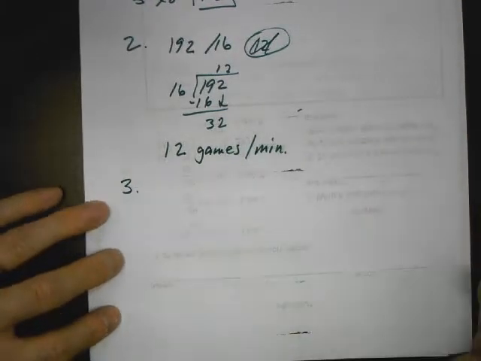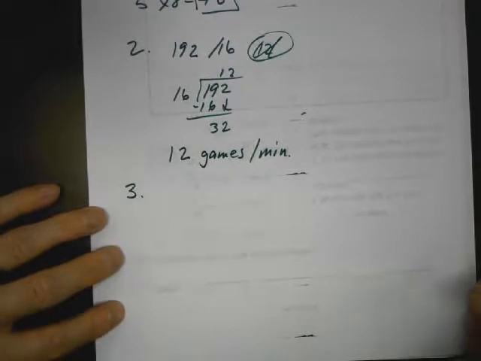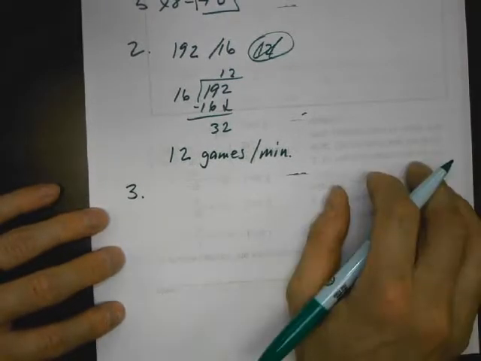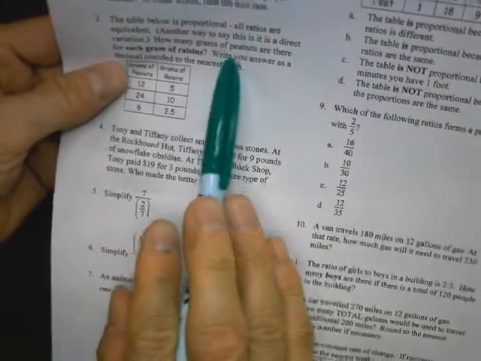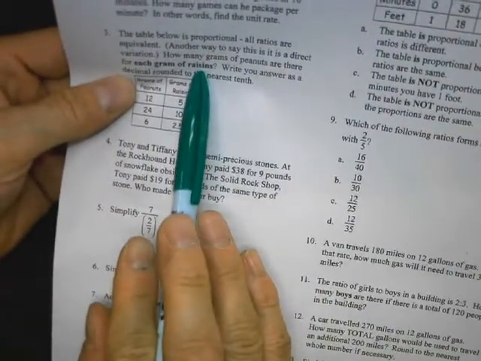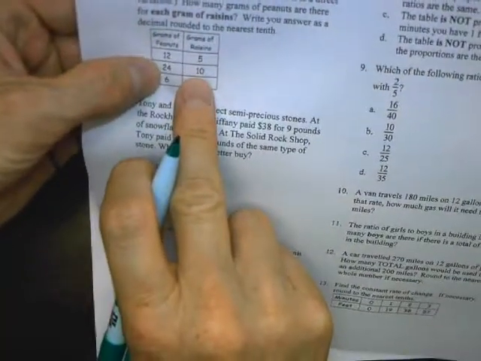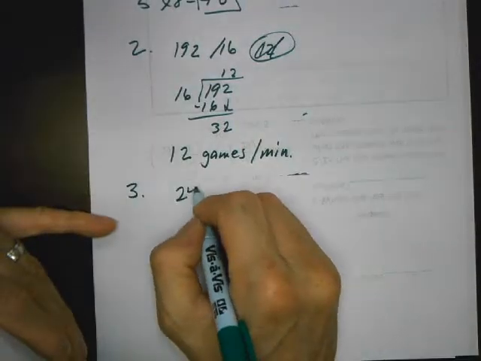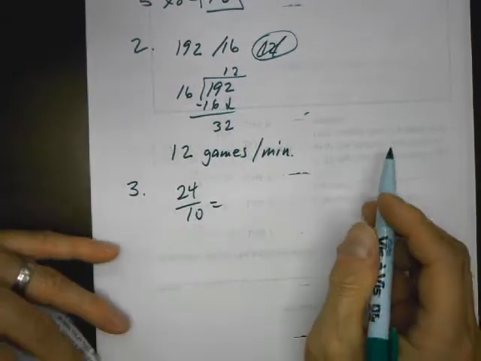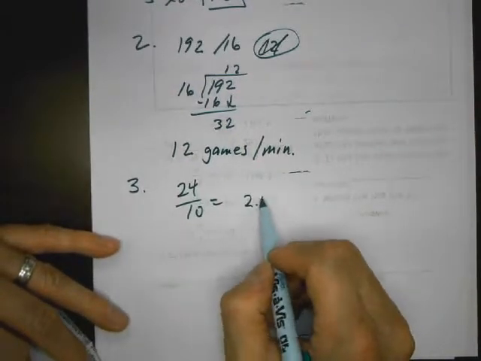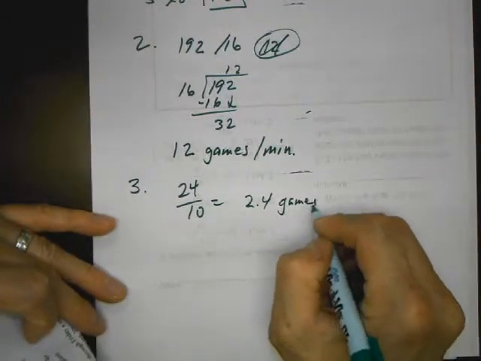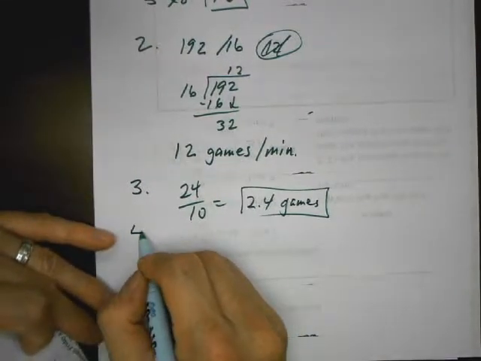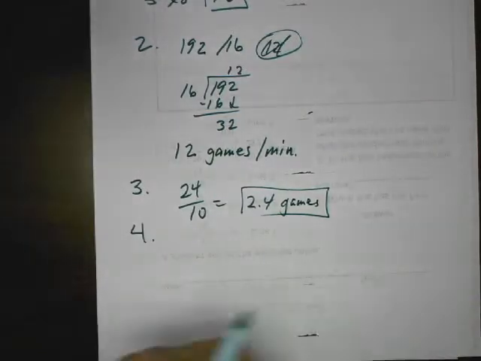Number 3. The table below is proportional, so that means they're all the same. They want us to find the ratio of peanuts to raisins. So raisins got to go on the bottom. So just pick one of these right here. Actually, I'm going to pick the one with the 10. That's easy, even though they're all going to get the same answer. Because when I divide by 10, all I do is move my decimal one time. So it's 2.4 grams. And if I were to take those other two options, they would also give me 2.4.